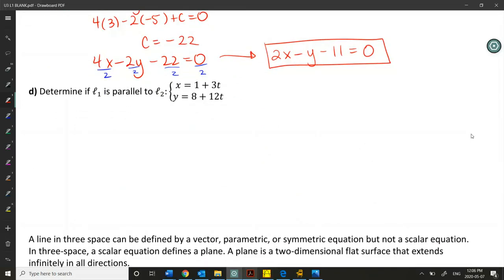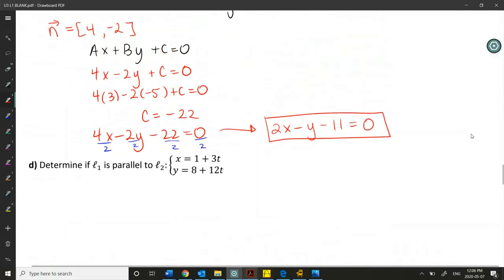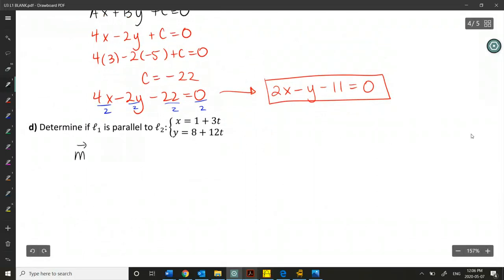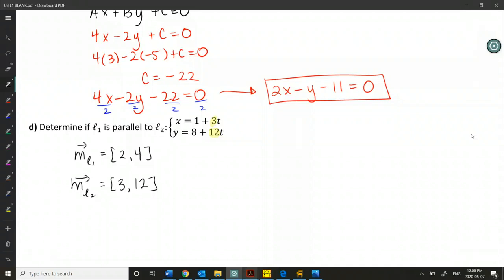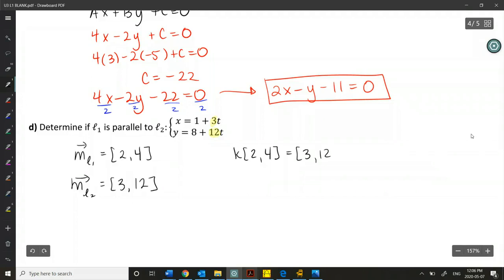And we're going to determine if the line from part A is parallel to line 2. So the line from part A has direction vector, we'll say the direction vector from line 1, of 2, 4. And the direction vector from line 2, we can see here, is 3, 12. And in order for these to be parallel, the direction vectors need to be collinear. We did a little test for collinear vectors back in our first unit. Basically, I just want to know if 2, 4 is some scalar multiple of 3, 12.